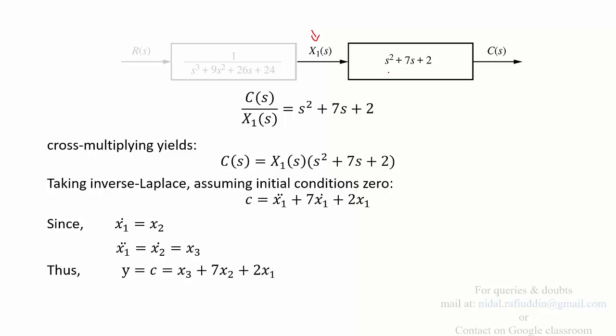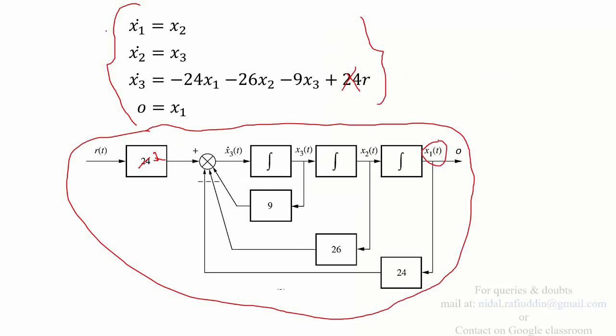And again, we have already assumed the state variables. We have taken state variables as x1 dot equal to x2 and x2 dot equal to x3 and x3 dot equal to this function, and O is x1 in the previous slide.